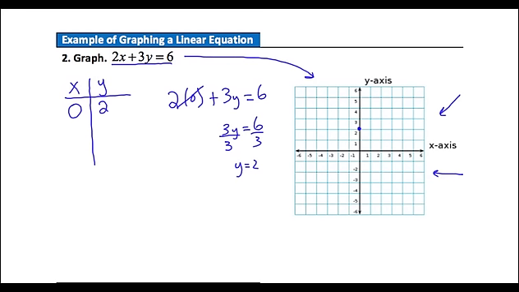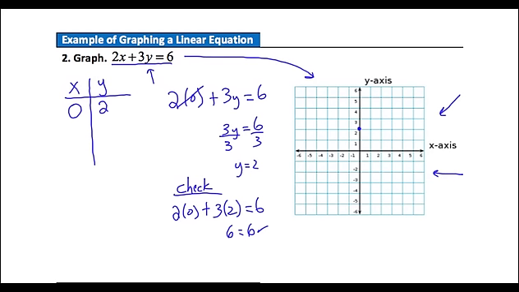So let's double check this point (0, 2) and make sure that it actually is a solution to this equation up here. So let's see, if I put 0 in for x, I'd have 2 times 0, and then a 2 for y. I want to make sure, hopefully, this is a true statement. Well, 2 times 0 is again 0, 3 times 2 is 6. So yeah, sure enough, that point is a solution to our equation. So that's a good point we want to put on our graph.